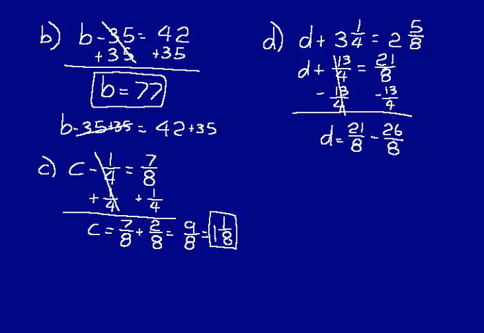And then finally we'll add algebraically 21 over 8 plus a negative 26 over 8 will give us a negative 5 over 8. And so there's our answer, negative 5/8. If we added that to 3 1/4, that would give us 2 5/8.